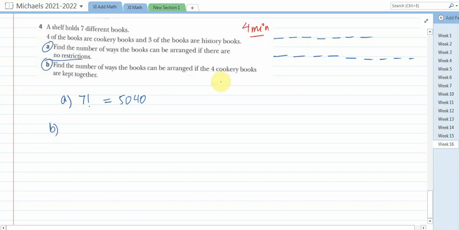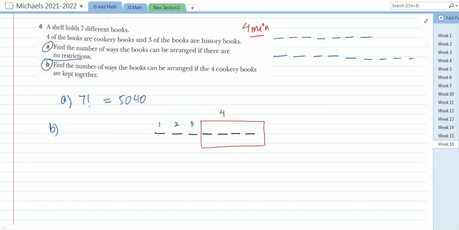Alright, now listen carefully. We have a total of 7 spots, 1, 2, 3, 4, 5, 6, 7, right? And the condition says that the 4 cookery books need to be placed together. So what I'm going to do is place a box here, and I'm saying that these 4 books are always kept together. Alright, so the places we have are 1, 2, 3, 4. Now first, these 3 history books can be arranged in any order. So it's 3 factorial.